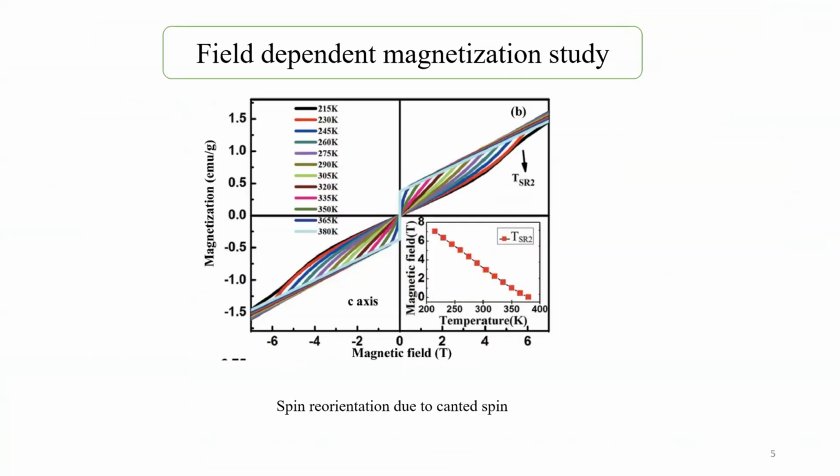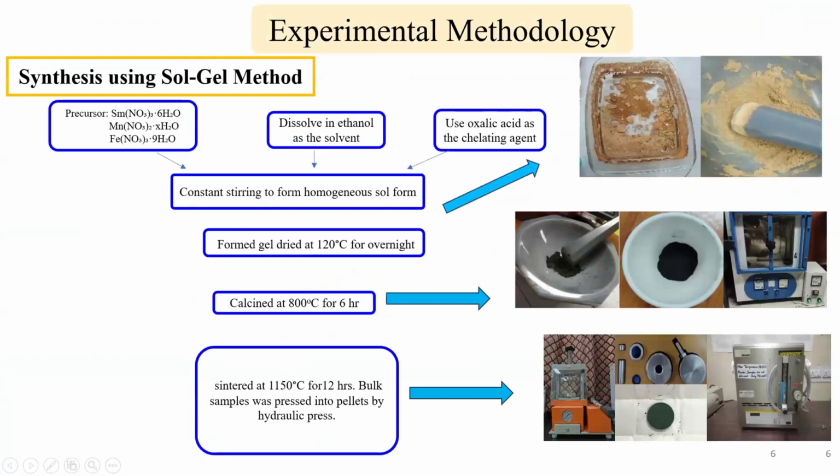In the literature we have seen field dependent magnetization studies, with spin orientation due to canted spin. We synthesized polycrystalline SmMnO3 with Fe doping by the sol-gel method, where our starting materials are nitrate based precursors: samarium nitrate, Mn nitrate, and Fe nitrate. We dissolve those nitrates in ethanol solvent and use oxalic acid as a chelating agent.